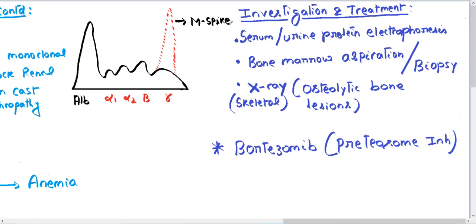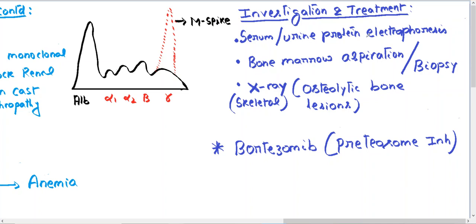Okay, this M spike can also be seen in Waldenstrom's macroglobulinemia, which I will be discussing in part 2 of the video, guys. This is the part 1 video. In part 2, I will talk about Waldenstrom's macroglobulinemia and monoclonal gammopathy of undetermined significance.